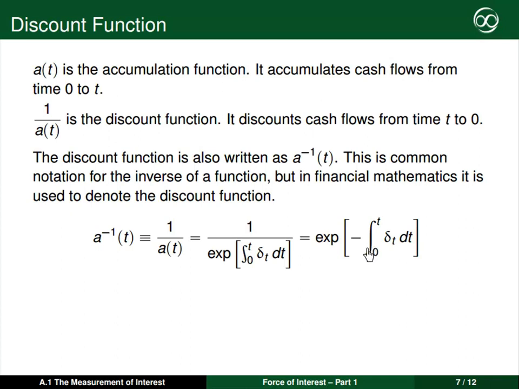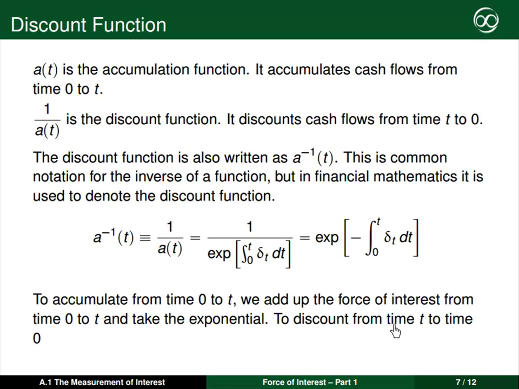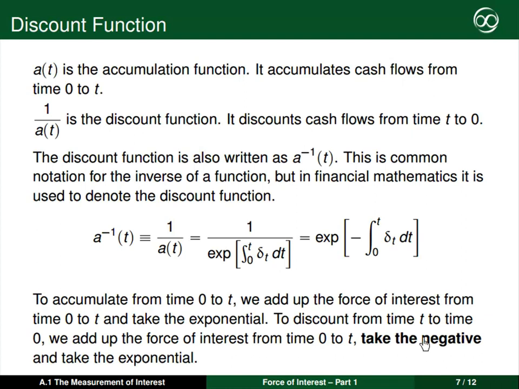Okay? Just simple algebra. So, to accumulate from time 0 to time t, we add up the force of interest from time 0 to t and take the exponential. To discount from time t to time 0, we add up the force of interest from time 0 to t, take the negative, and take the exponential. So that's the only extra step now. If we're discounting, we just add this little minus sign, which makes sense because if we add up the force of interest and take the exponential when we're accumulating, then when we're discounting, we add up, take the negative, and then take the exponential.